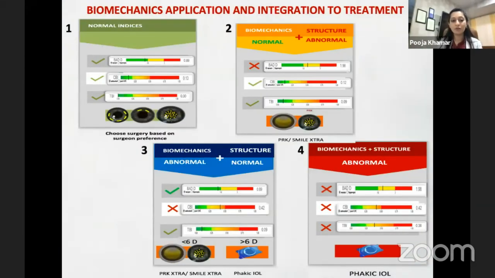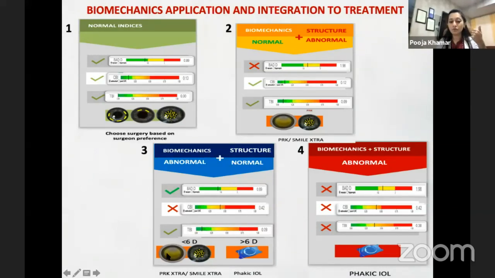So this is just a simple nomogram of what your BAD-D, your CBI, and your TBI are, and based on that, what procedure you can do. If everything is normal, you can go ahead and do any refractive surgery of your choice. If BAD-D is suspicious, but the other parameters are normal, you can go ahead and do a PRK or SMILE extra. If BAD-D is normal, but your CBI is on the weaker side, that means your cornea is on the weaker side, and if you do any LASIK-based procedure, you might land up in a complication.